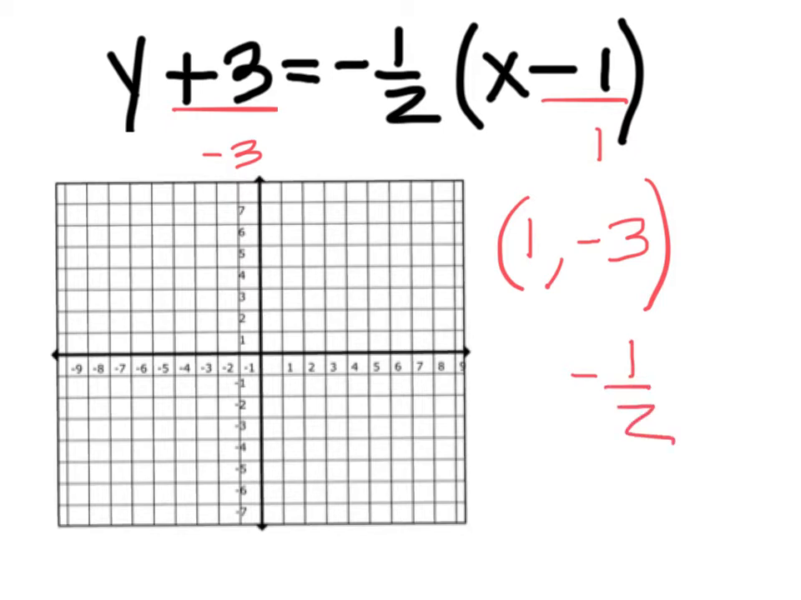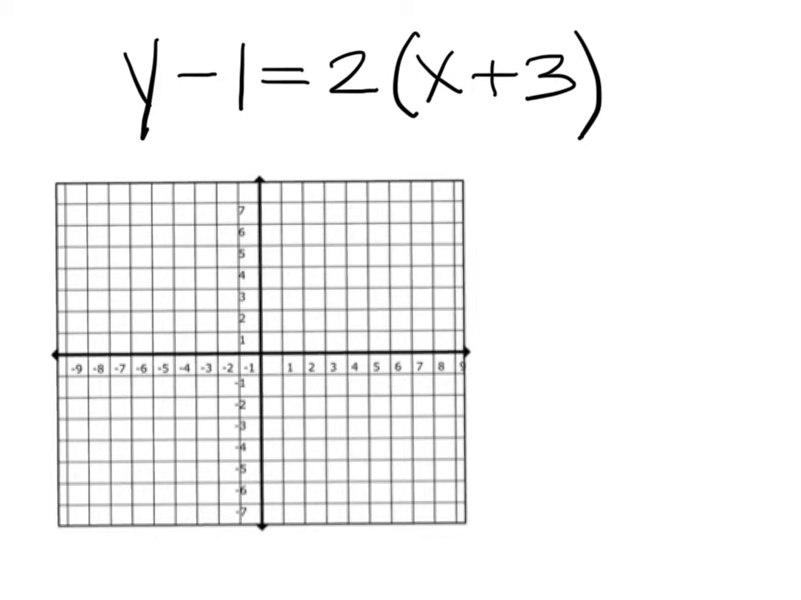So go over 1 and down 3, make a dot. The slope is -1/2. So go down 1 and to the right 2. Draw the line. Arrows at either end, goes all the way through, and it is straight.